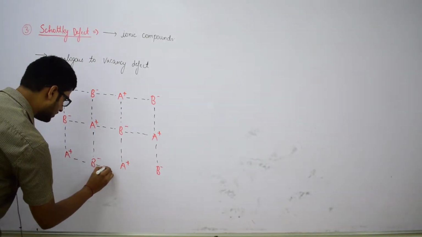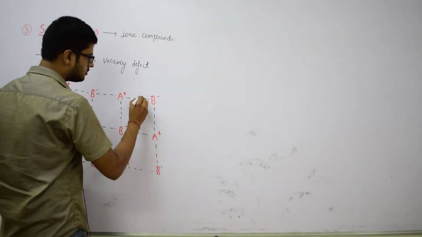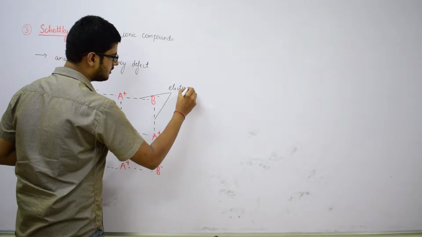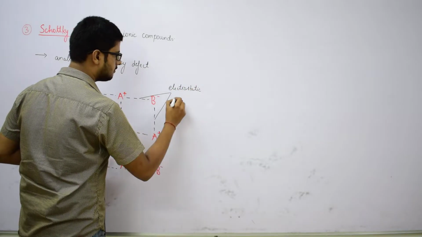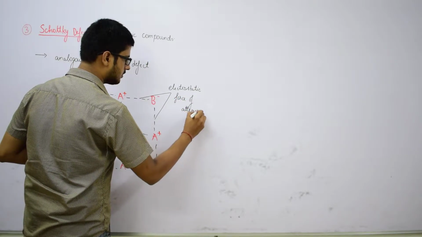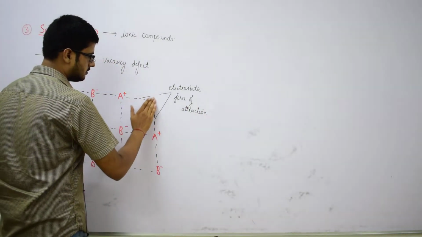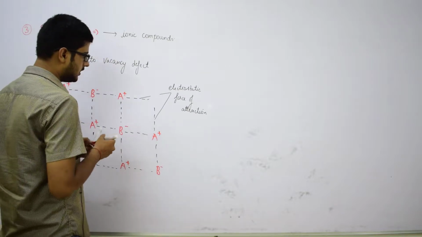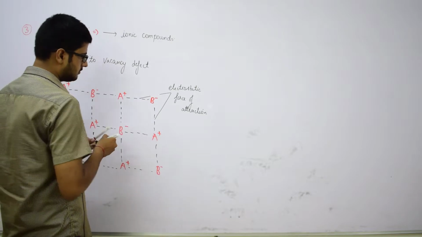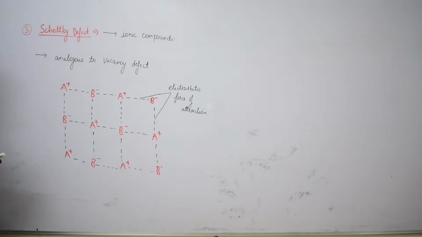So, these are the electrostatic force of attraction which exist between these ions. This dotted line represents the electrostatic force of attraction. Here it will be B minus. So, what will happen in this case?